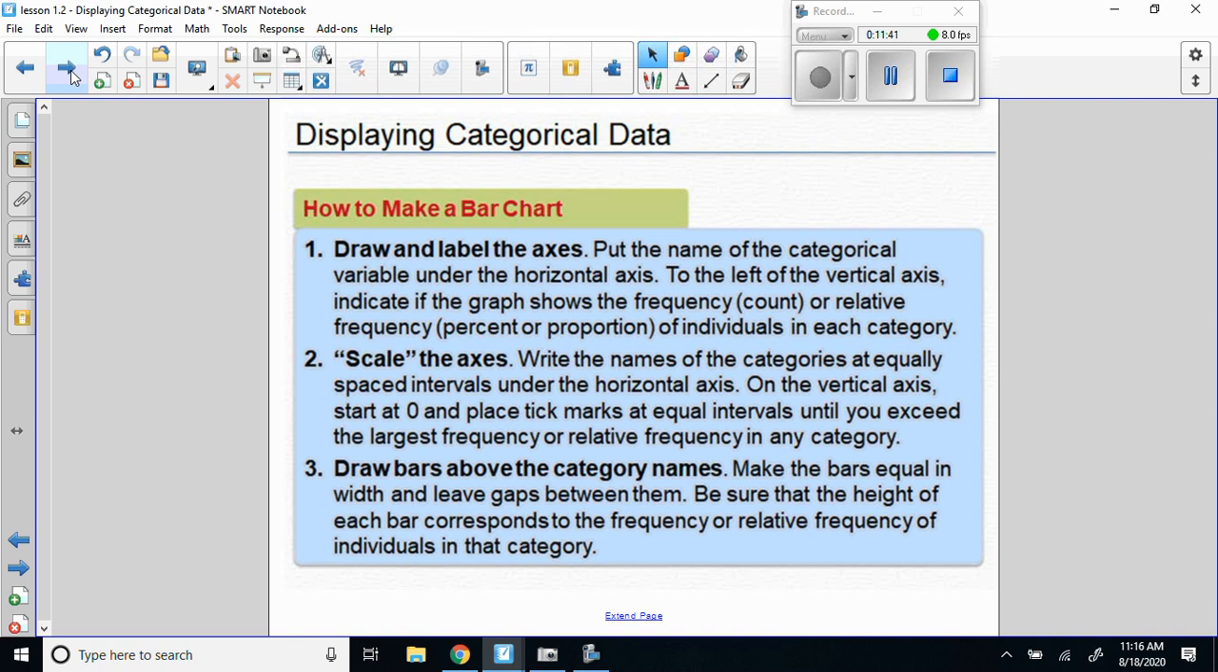Now, I don't need you to copy down this. We all know how to make a bar chart, but I'm going to recap it. The horizontal axis is always categorical. The vertical axis will be either a frequency, a count, or a percentage, a relative frequency, right? You get to choose the scale of the vertical axis. Fair enough? So yours could be different from each other's, but still be correct.